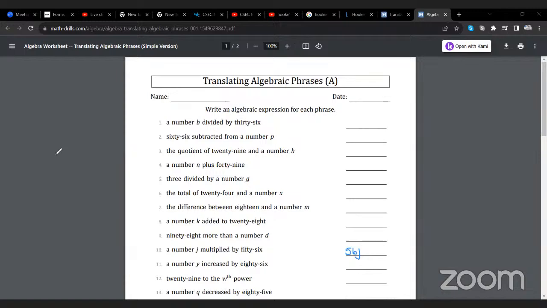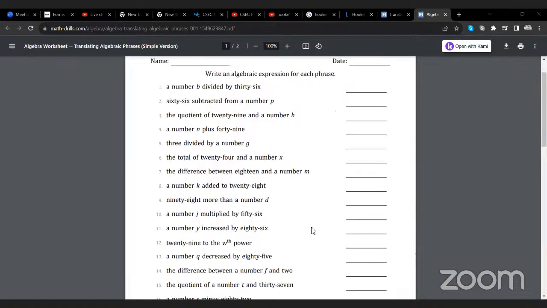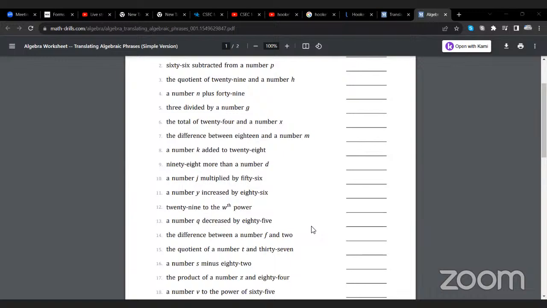All right. Let's move on to the next one. So we're at number 12. How do we write the answer for number 12? 29 with a double to the side, 29 to the power of... the power. Okay, that's correct.